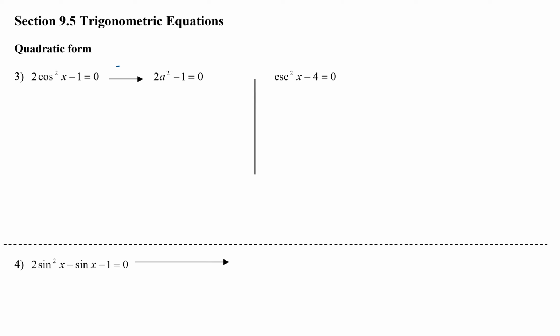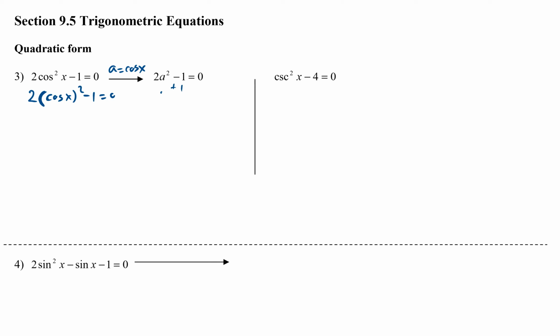All right, these are trigonometric equations, but they're quadratic in form now. So if you look at this, this is really 2 cosine x squared minus 1 equals 0. Remember, that square here just means we're squaring the cosine. So if we take that cosine x and replace it with a, it gives us this. And then this is now our square root property. So the first thing we have to do is to isolate that a squared.